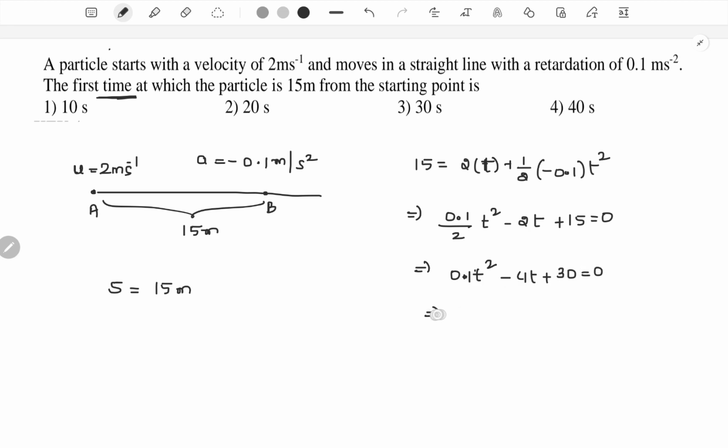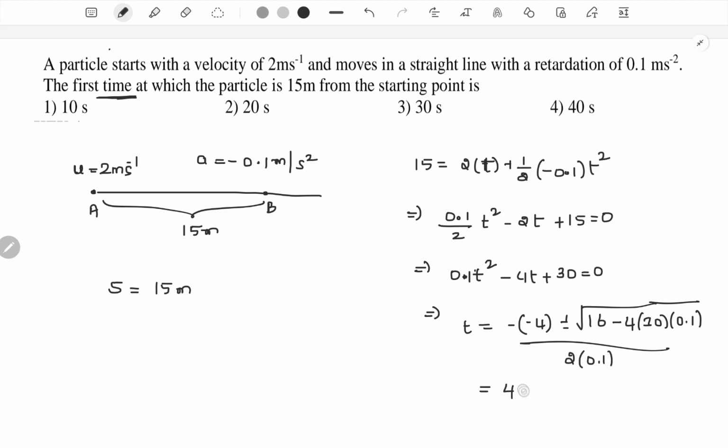Let's multiply it with 10, or let it be as it is. As you can see here, we have a quadratic equation, so definitely the number of values of t that you might get can be 2. If we solve, t is equal to minus b plus or minus root of b square minus 4 into 30 into 0.1, divided by 2 into 0.1.